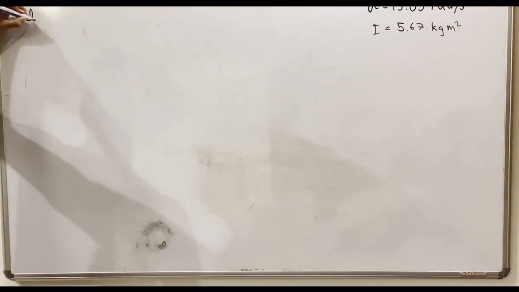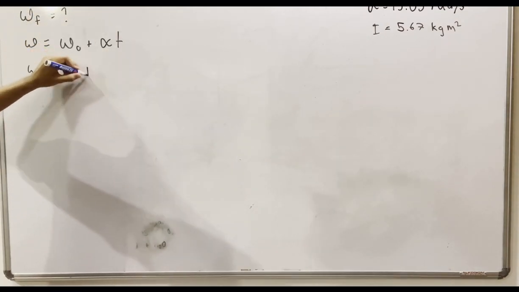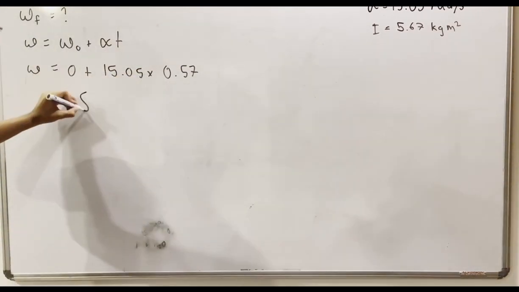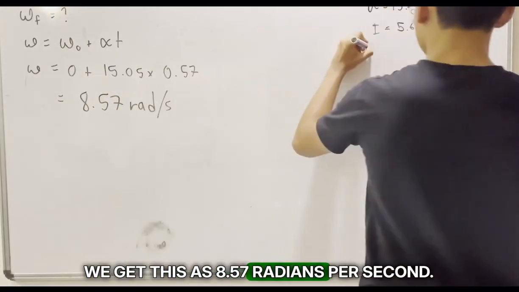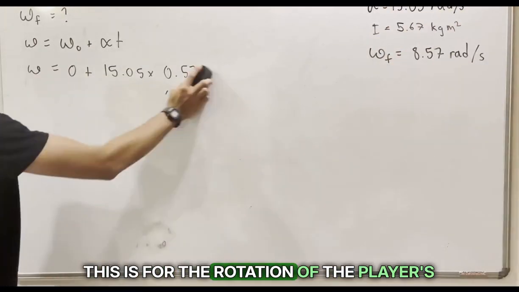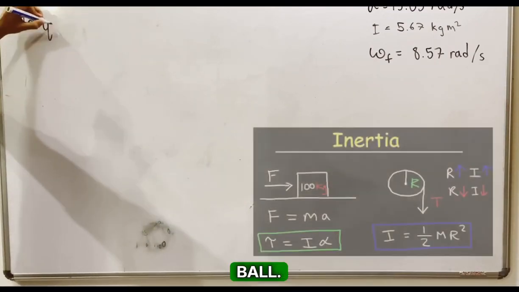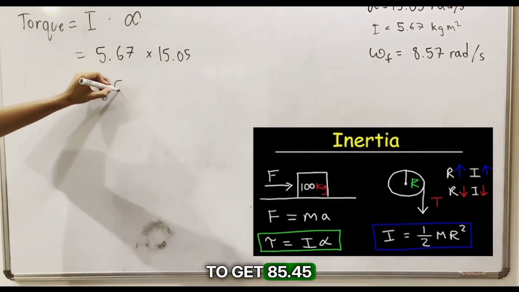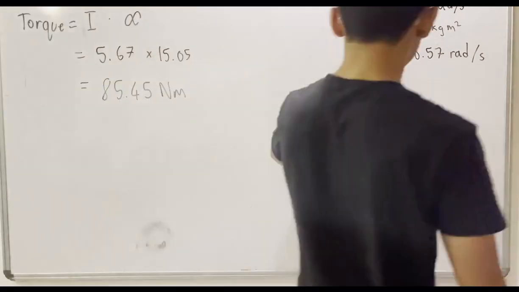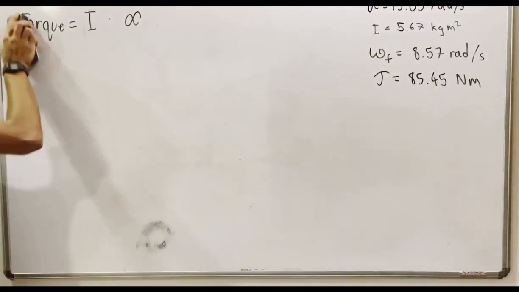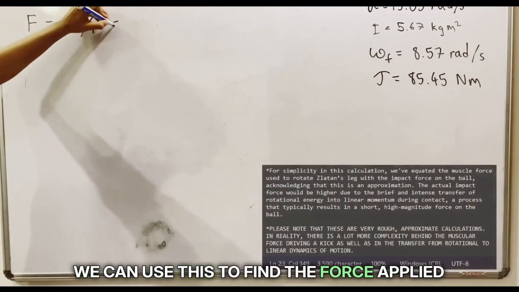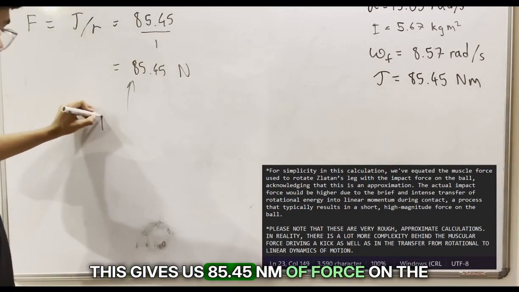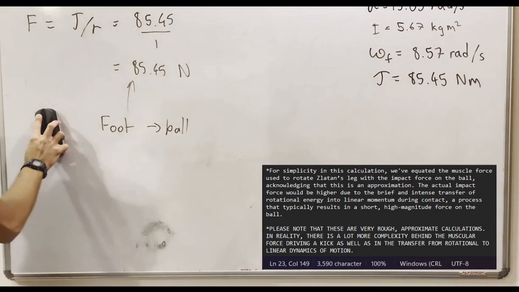Using the acceleration we found, we can also find the final rotational velocity. We get this as 8.57 radians per second. This is for the rotation of the player's leg from rest until contact with the ball. To get torque, we multiply inertia and acceleration to get 85.45 Newton meters of torque. We can use this to find the force applied on the ball by dividing torque by the radius. This gives us 85.45 newtons of force on the ball.